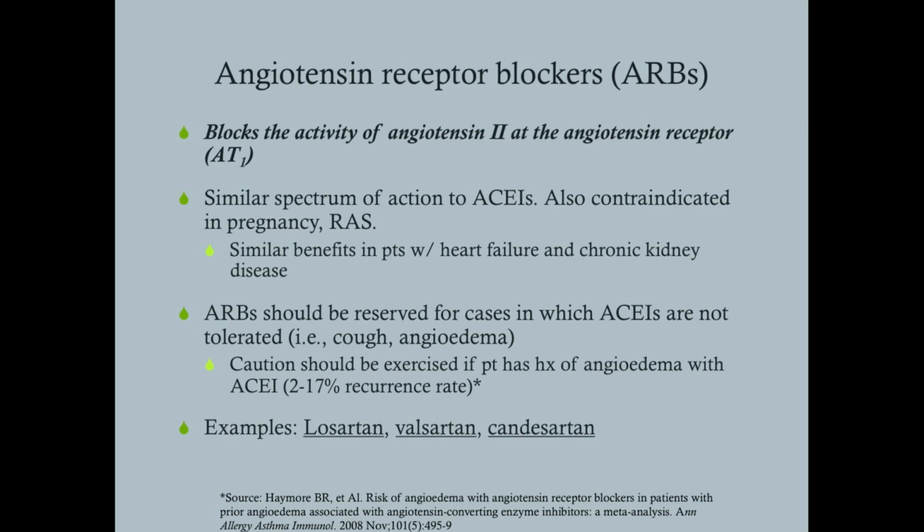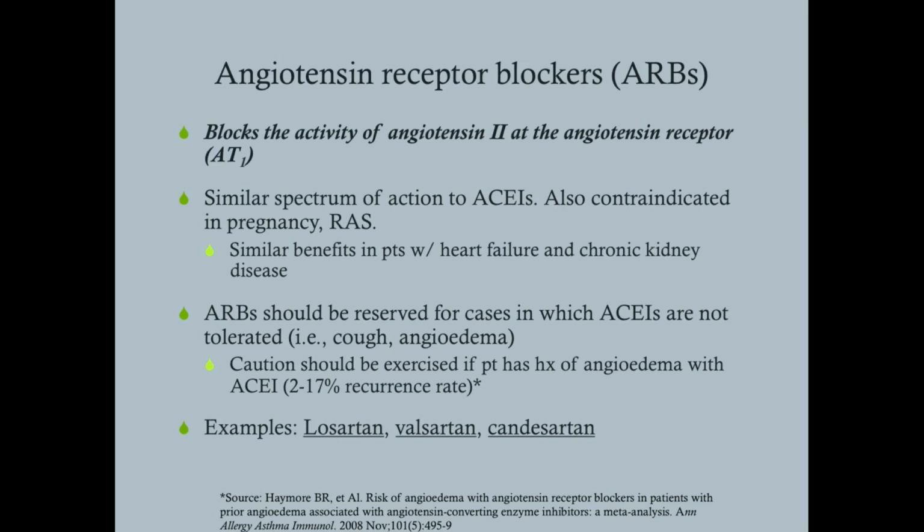Angiotensin receptor blockers should be reserved for cases in which ACE inhibitors are not tolerated, so patients with cough or angioedema. And they'll be a little bit better as far as not causing those side effects because you're not inhibiting ACE. So you still have ACE activity, so you're not going to build up bradykinin, and that's probably going to diminish the risk of that dry cough and angioedema. However, there is still some risk of angioedema. As a matter of fact, if you give an angiotensin receptor blocker to a patient who had an angioedema with an ACE inhibitor, you have about a 2 to 17% recurrence rate.